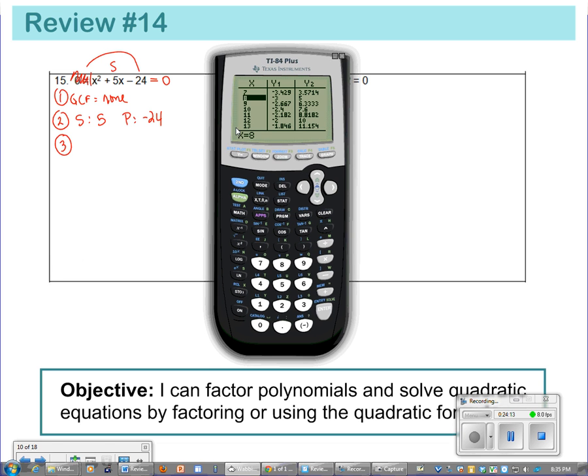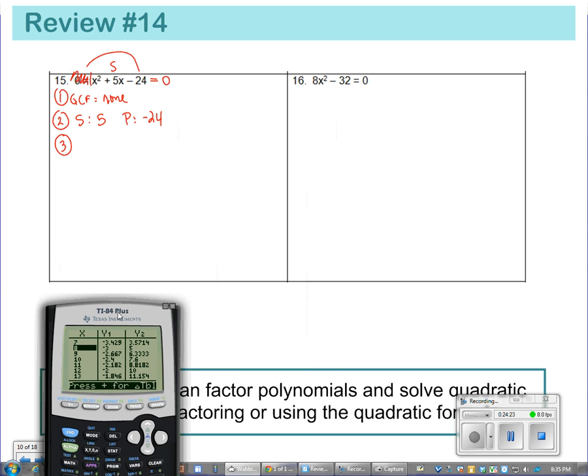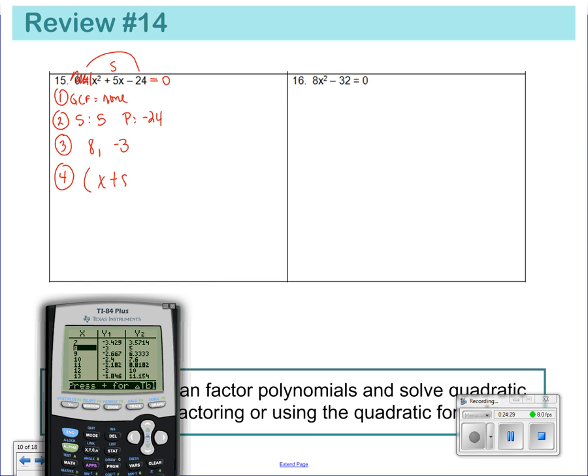I'm looking for numbers that are going to multiply to give me negative 24, but add to give me 5. I don't remember how to do that. I'll use my calculator. Looks like we just did this problem. So I'm looking for 5. That's 8 and negative 3. Those are my factors, so let's rewrite it. X plus 8, x minus 3, that equals 0.